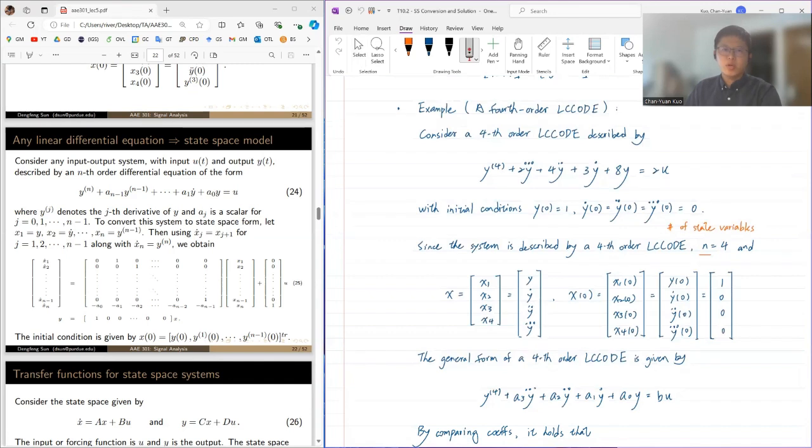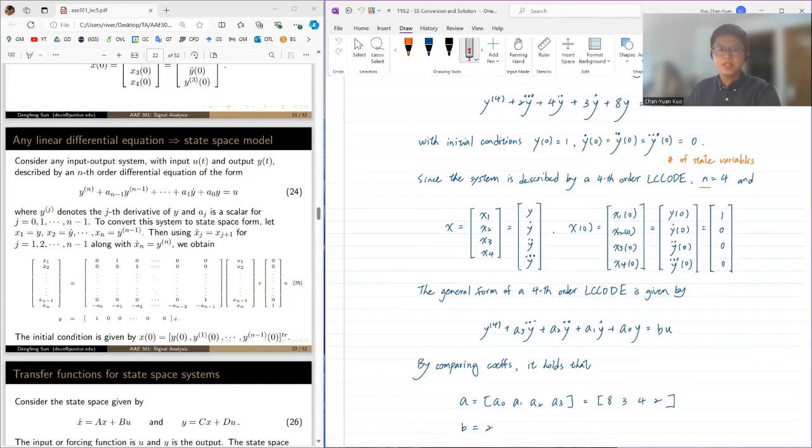Now let's practice what we have learned with an example. In this example, we will look at a linear time invariant system described by a fourth order LCC ODE with 4 initial conditions and derive a state space model for the system. In other words, we will derive the system matrices A, B, C, D along with the initial state of the state space model for the system.